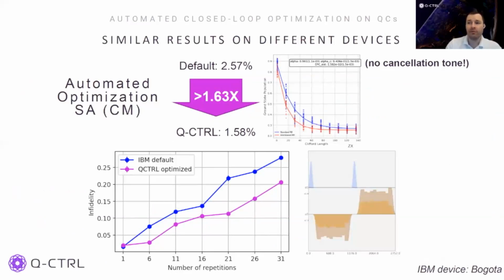To complement the repetition experiment, we ran an interleaved randomized benchmarking experiment with a CNOT gate we constructed from the QControl optimized ZX gate. And we compared that with the IBM default CNOT gate. As you can see, the results are consistent with the repetition plot. The error of the QControl optimized CNOT gate is about 1.6 times better than the IBM default. Remember that the IBM CNOT has an extra control, the cancellation tone, and the benefits seen here were achieved without including this control in the optimized pulse.